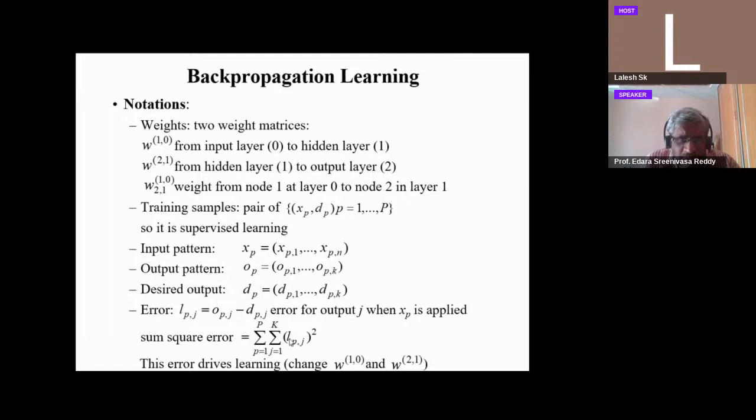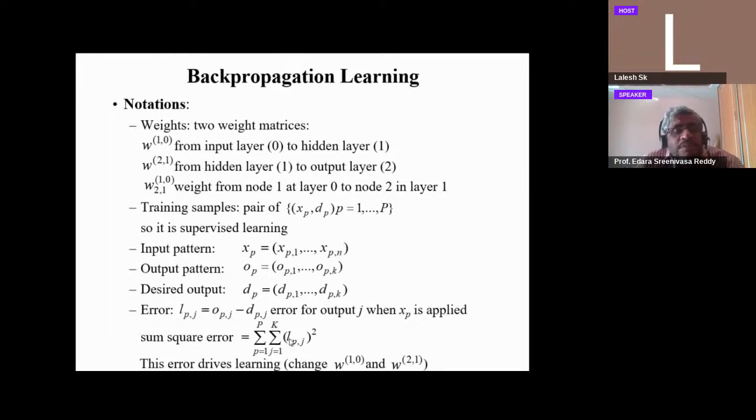And the training samples are a pair of XP and DP. Since it is supervised learning, we must give the desired output also. So the input pattern is a vector XP, 1, XP, 2, and so on. Corresponding output patterns, we'll get the output patterns. And similarly, we must know the desired output patterns.